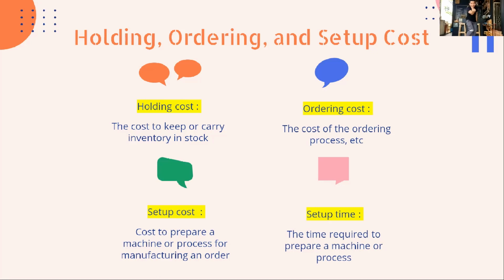Next is setup cost. The cost to prepare a machine or process for manufacturing an order. This includes time and labor to clean and change tools or holders. Operations managers can lower ordering costs by reducing setup costs and by using such efficient procedures as electronic ordering and payment.